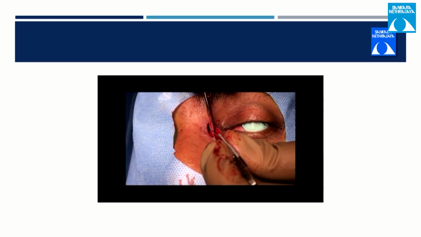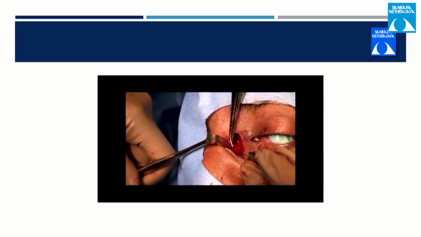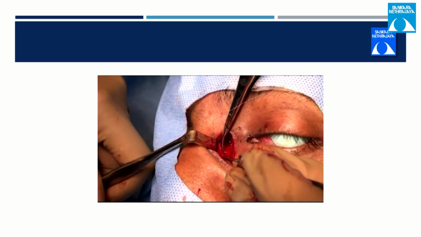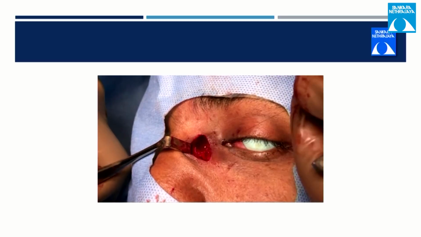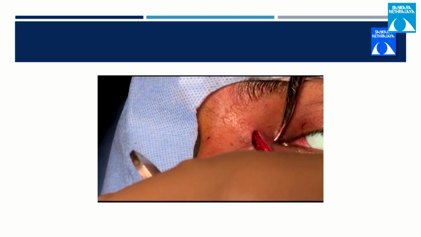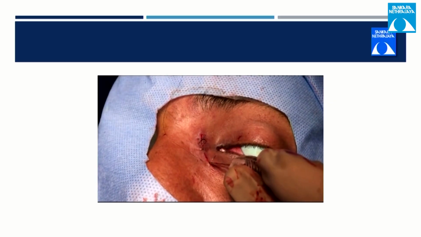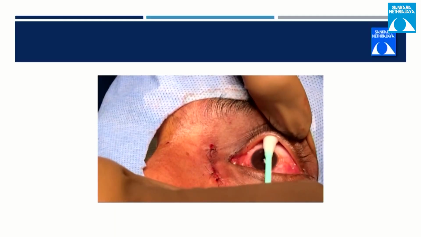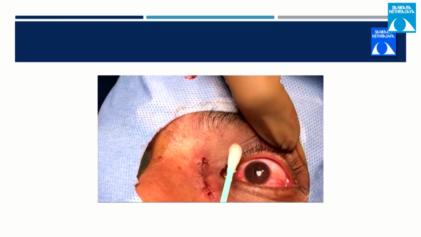Okay, so here we are anastomosing the nasal mucosa flap with the sac flap. Then we take a bite through the periosteum to keep it lifted up so that it doesn't sag down and cause an obstruction. So the flaps should be of adequate length. They should not be very long, because they can sag down.